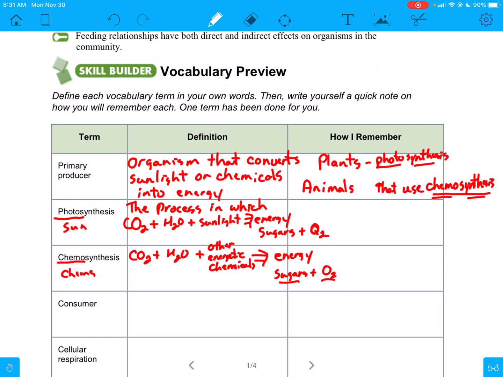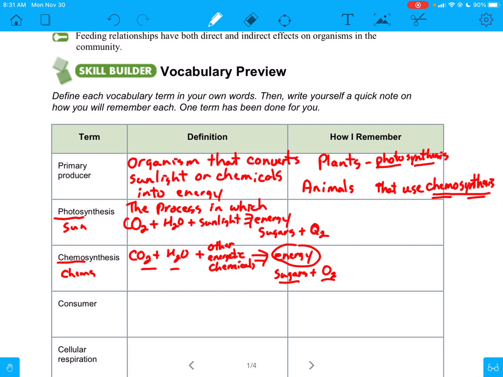We find a lot of chemosynthetic creatures near volcanic vents deep in the ocean. The reason why is because those volcanic vents give off a lot of heat. They give off a lot of sulfur. They give off a lot of acid. They give off a lot of things that those creatures can use to help them convert CO2 and H2O into energy. So that's where you're going to find a lot of those chemosynthetic type creatures or producers.